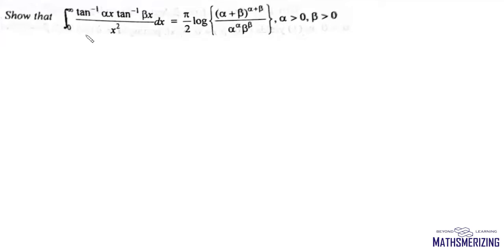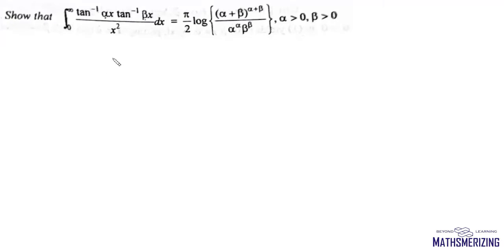Now here the question is, we are given this integral from 0 to infinity of tan inverse alpha x into tan inverse beta x upon x square dx. And we need to prove that this integral is pi by 2 log of (alpha plus beta) to the power alpha plus beta upon alpha to the power alpha into beta to the power beta, where alpha and beta both are greater than 0. Now for this integral, again we have two parameters, alpha and beta.